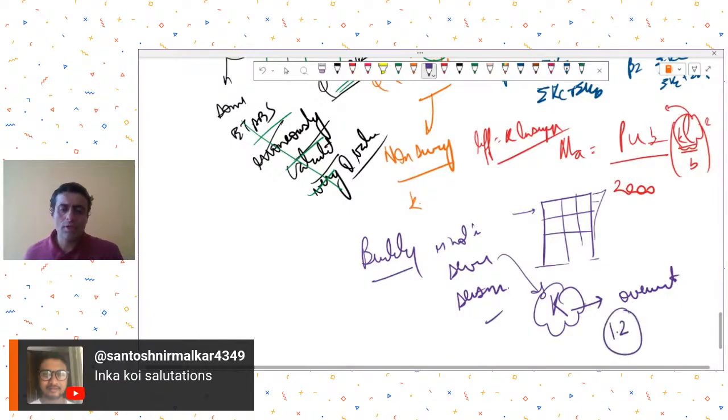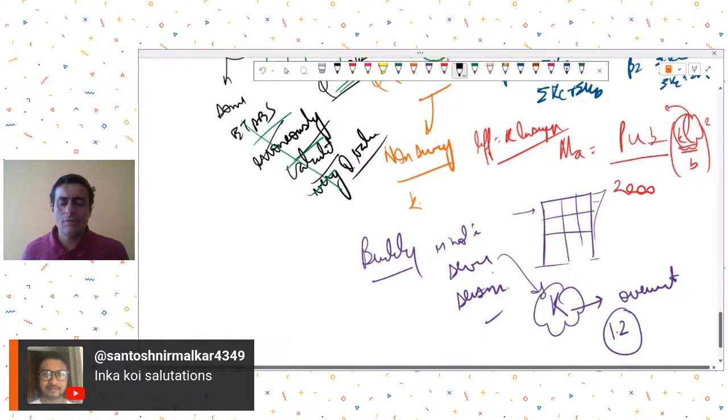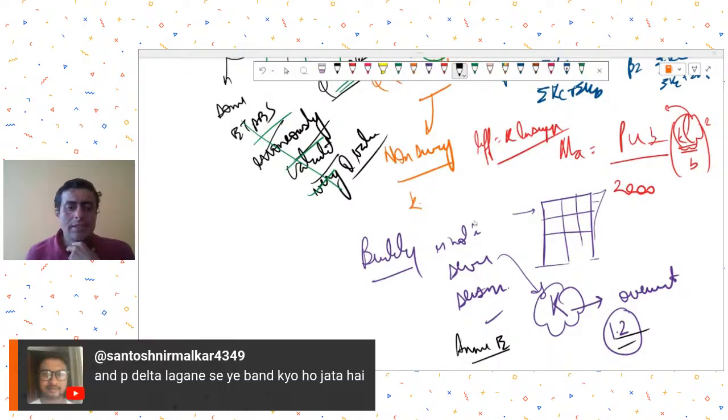So if you refer to annexure E of IS 456, which tells you about the effective length of column, it suggests you to take the minimum k as 1.2. So you may take this k as 1.2 and then accordingly do the design. Okay. His next question is, P delta लगाने से बंद क्यों हो जाता है?